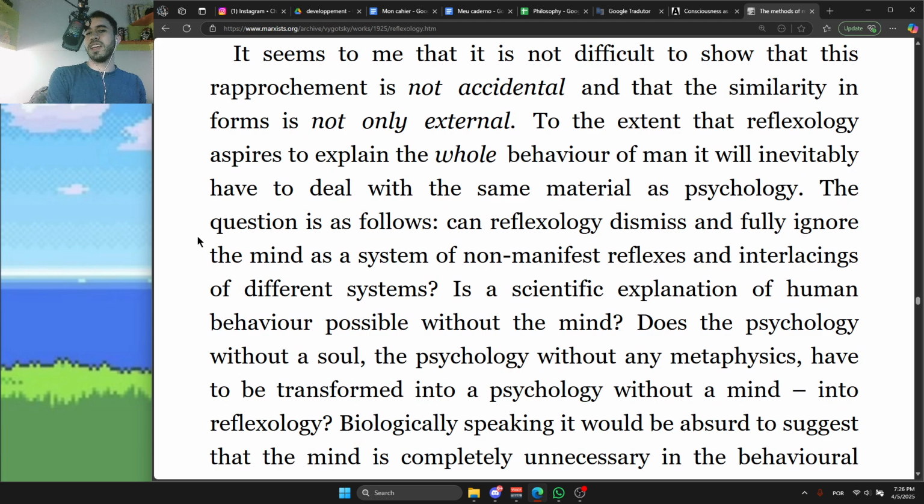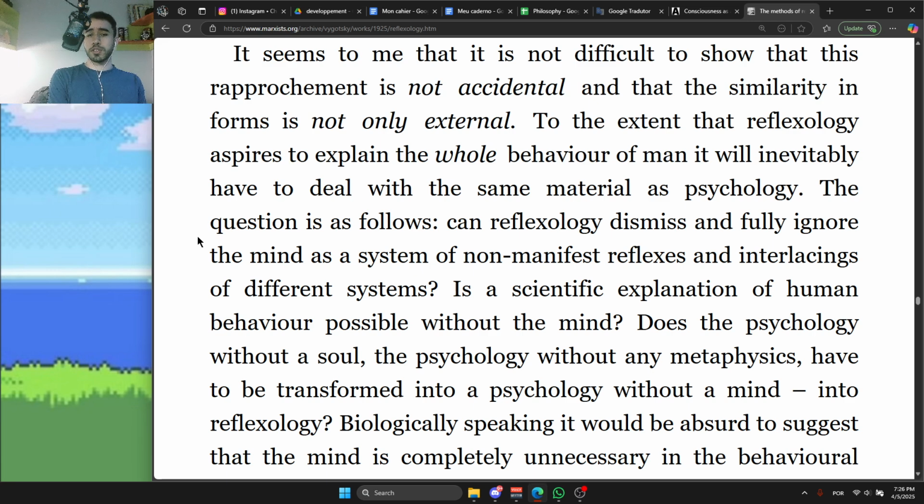It seems to me that it is not difficult to show that this rapprochement is not accidental and that the similarity in forms is not only external. To the extent that reflexology aspires to explain the whole behavior of man, it will inevitably have to deal with the same material as psychology. The question is as follows: can reflexology dismiss and fully ignore the mind as a system of non-manifest reflexes and interrelations of different systems? Is a scientific explanation of human behavior possible without the mind?